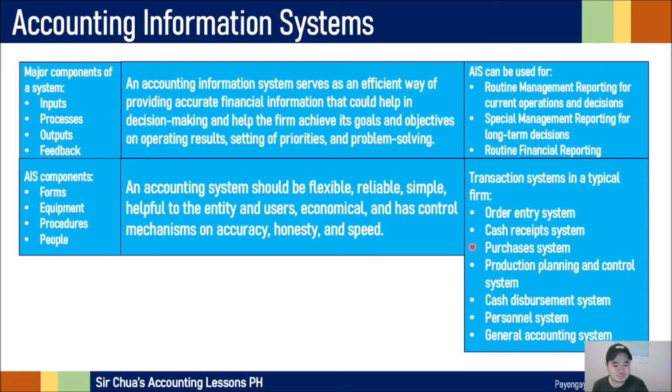And then the purchases system, which manages all of the purchases that the company makes. And then the production planning and control system, which is highly applicable in manufacturing operations because you need to plan the production process from your raw materials and then the process that it goes through until it becomes finished goods inventory. And then the cash disbursement system, all our cash payments. Personnel system like human resource and payroll. And then, of course, any other transactions related to accounting go to the general accounting system.